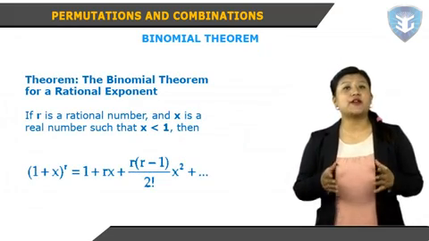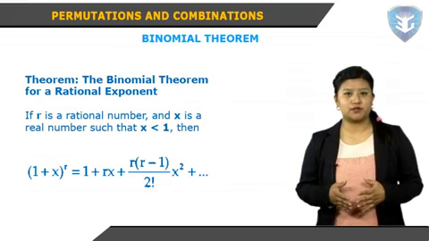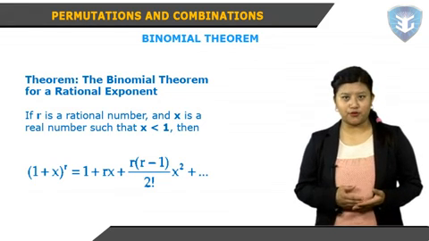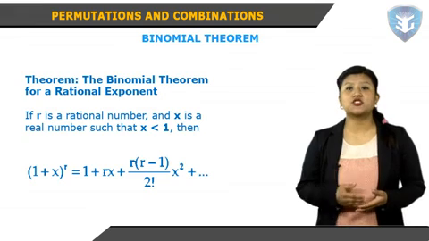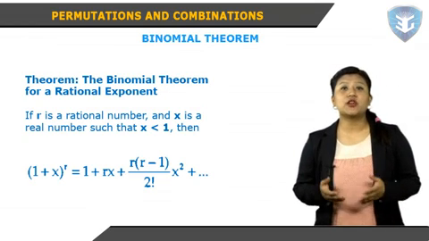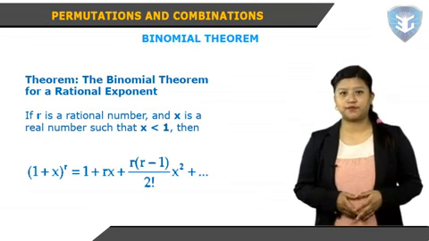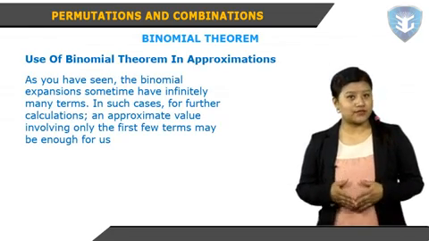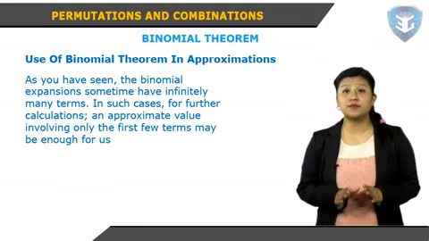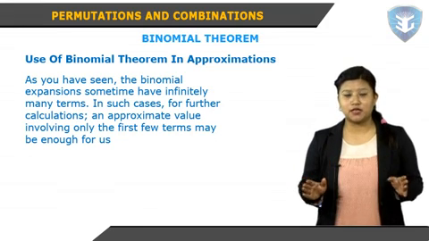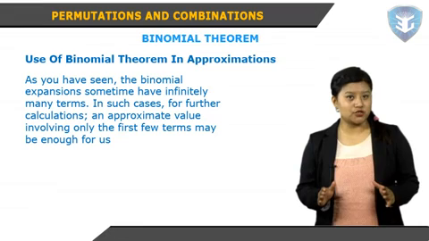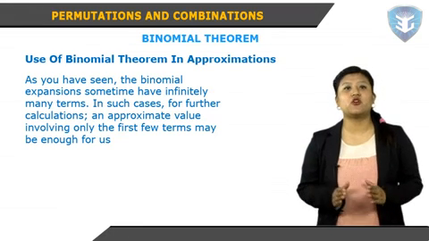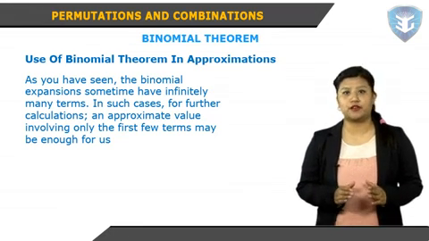Theorem. The binomial theorem for a rational exponent. If r is a rational number and x is a real number such that |x| is less than 1, then look at the screen for better understanding. Use of binomial theorem in approximations. As you have seen, the binomial expansions sometimes have infinitely many terms. In such cases, for further calculations, an approximate value involving only the first few terms may be enough for us.